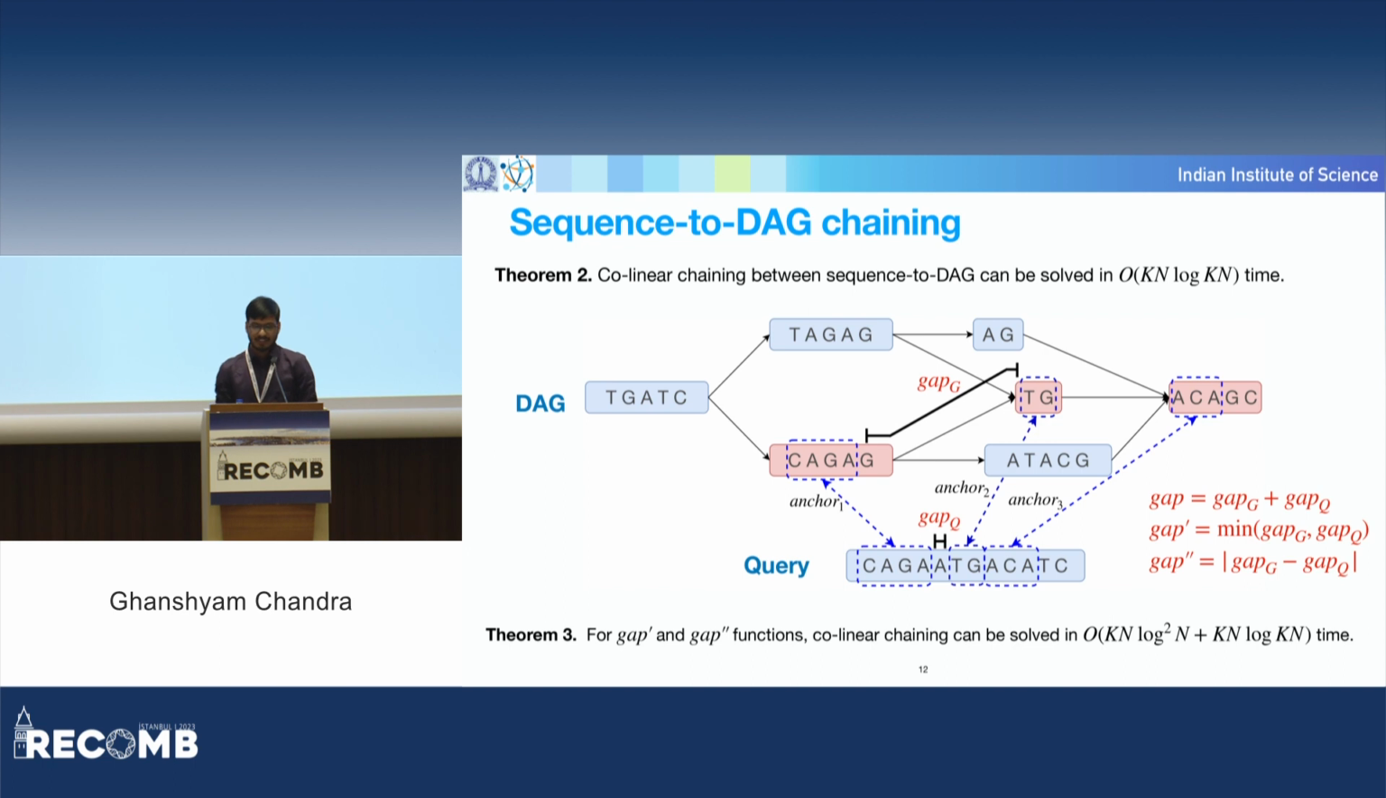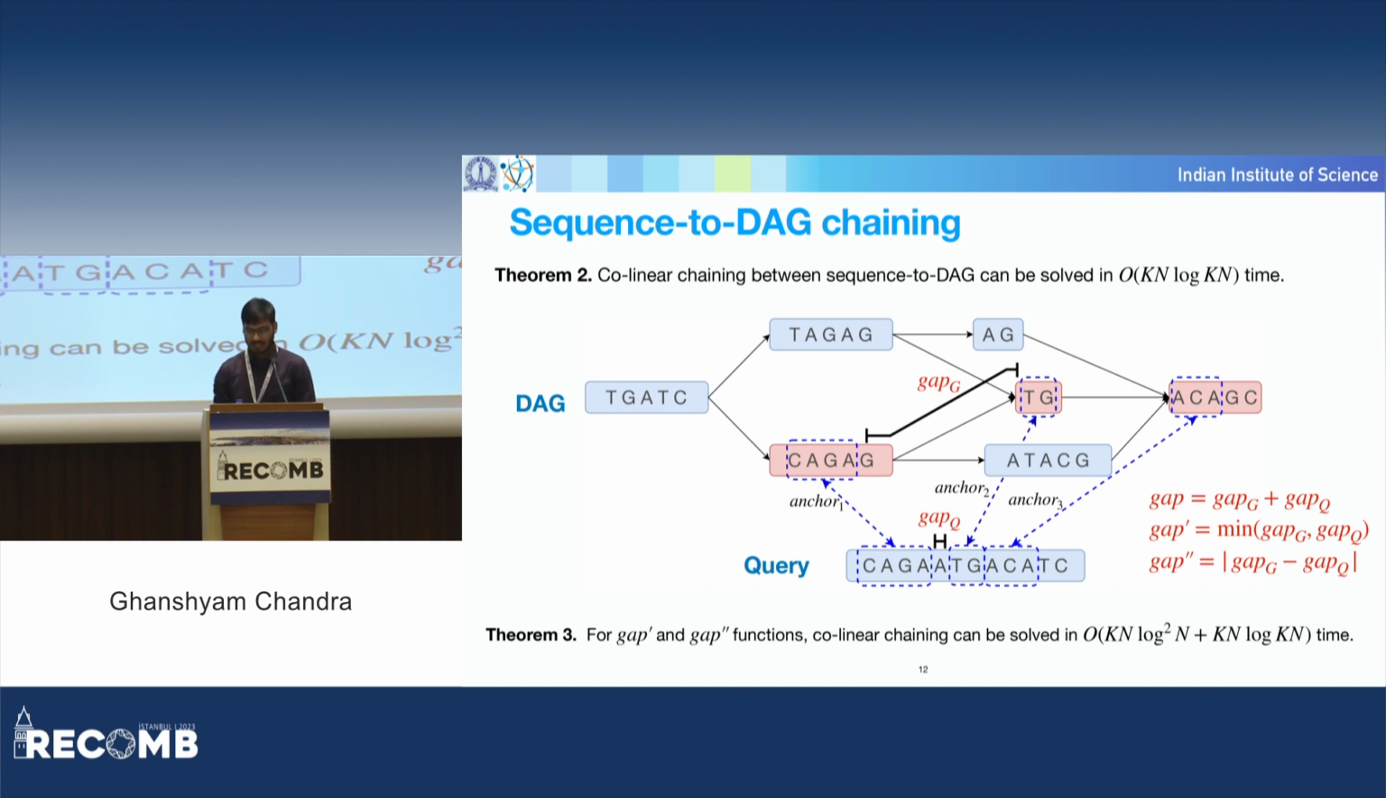So this collinear chaining between sequence and DAG can be solved in big O of k and log k time, where k is the width of a DAG and n is the number of input anchors. Now, the complexity big O of k n log k is for the gap cost, which is the sum of the gap on a graph and the gap on a query sequence.